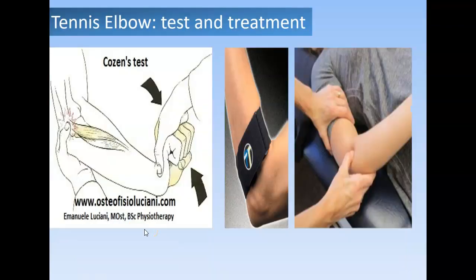The Cozen's test. Here it is right here. So you resist, extend your elbow, and then you extend your wrist, and you resist that. Do like a minute muscle test, and you should feel pain. So if you palpate around that lateral epicondyle. There are other tests. There's the middle finger test, which is positive. It's also for radial tunnel syndrome. And really, anything with resistive wrist extension will make this hurt if it's tennis elbow.